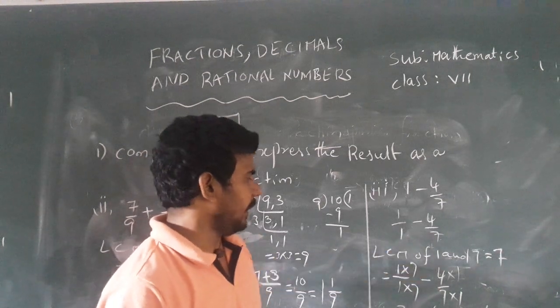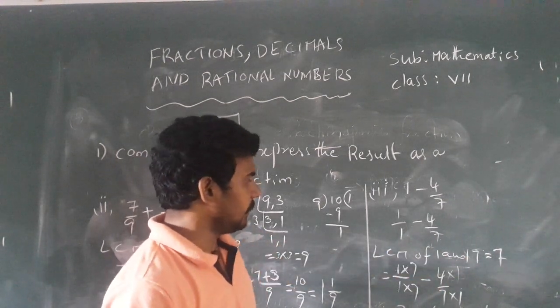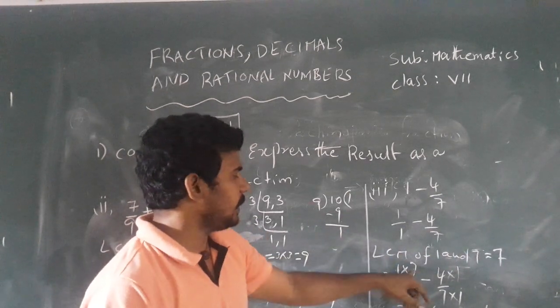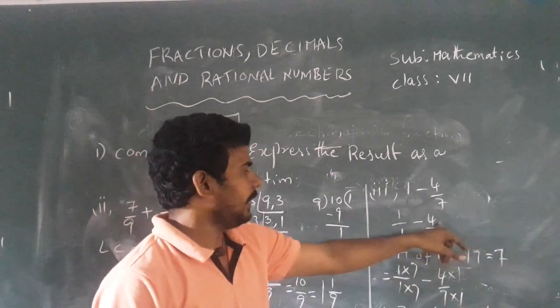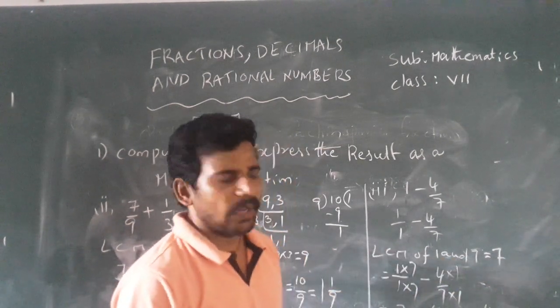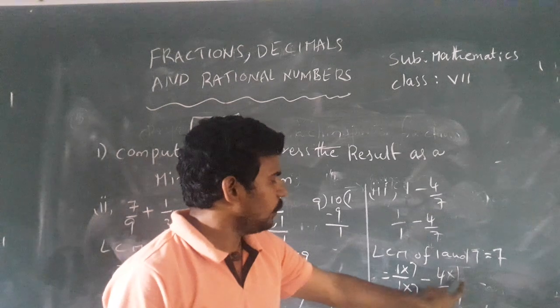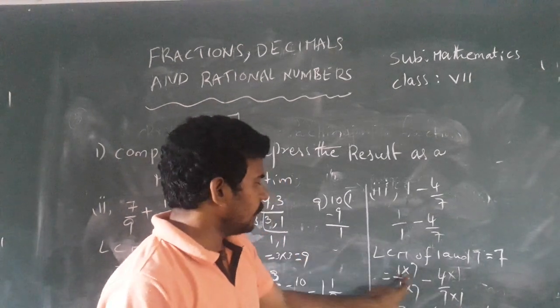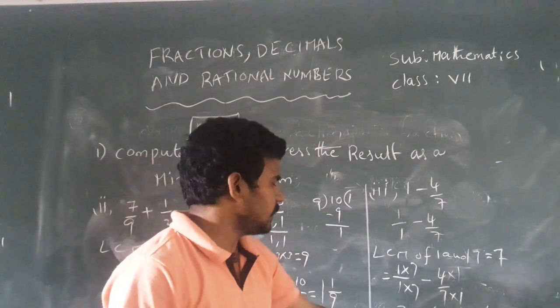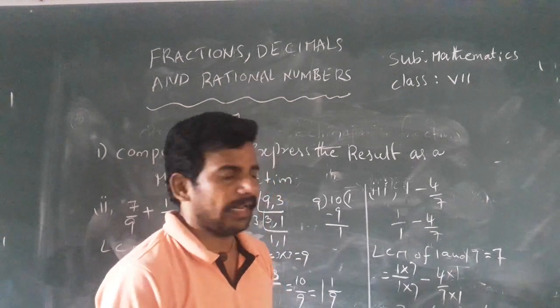LCM of 1 and 7 equal to how much, children? 7. Now take 1 by 1. So this 1 in 7 goes 7 times only, into 7 minus. Take 4 by 7. This denominator 7 in 7 goes 1 time only, so 1 into 4. 1 7s are 7, 7 minus 4. Now 7 minus 4, what, children?